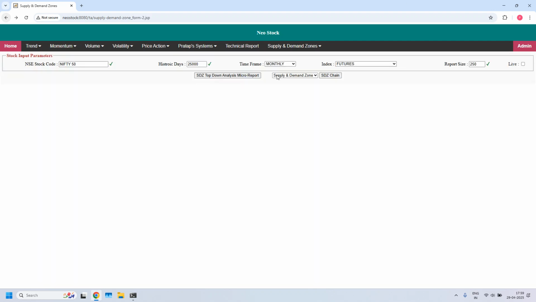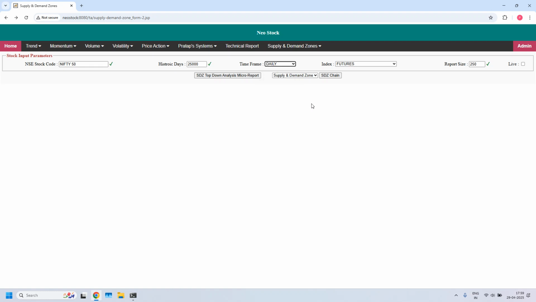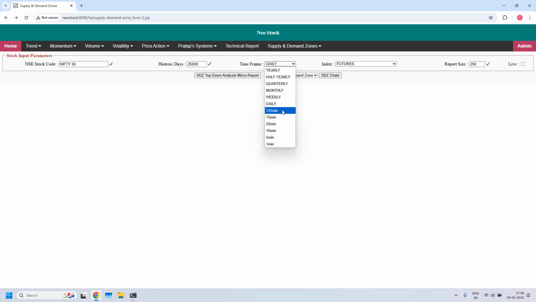Okay, next, generating a weekly supply demand zone chain for NIFTY. Next, generating daily supply demand zone chain for NIFTY. Next, generating 125 minutes supply demand zone chain for NIFTY.